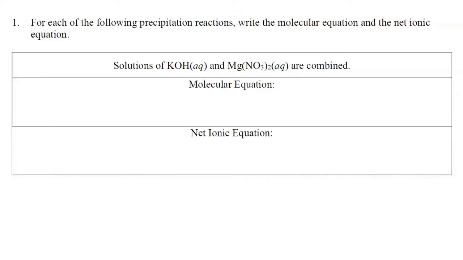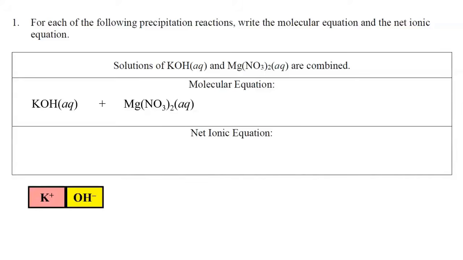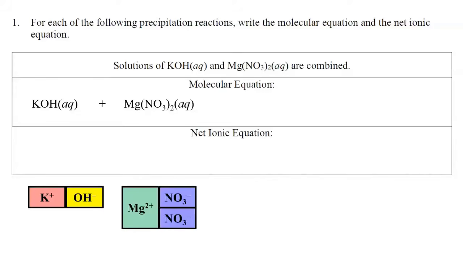All right, let's take a look at the formula for potassium hydroxide, so KOH, and magnesium nitrate, which is Mg(NO3)2, with NO3 in parentheses and a 2 on the outside. These are both aqueous, so they're dissolved in water. These are solutions. The formula of potassium hydroxide contains K, which is +1, and OH, which is -1. The formula for magnesium nitrate contains the magnesium ion, which is 2+, and then 2 nitrate ions. Each nitrate is -1.